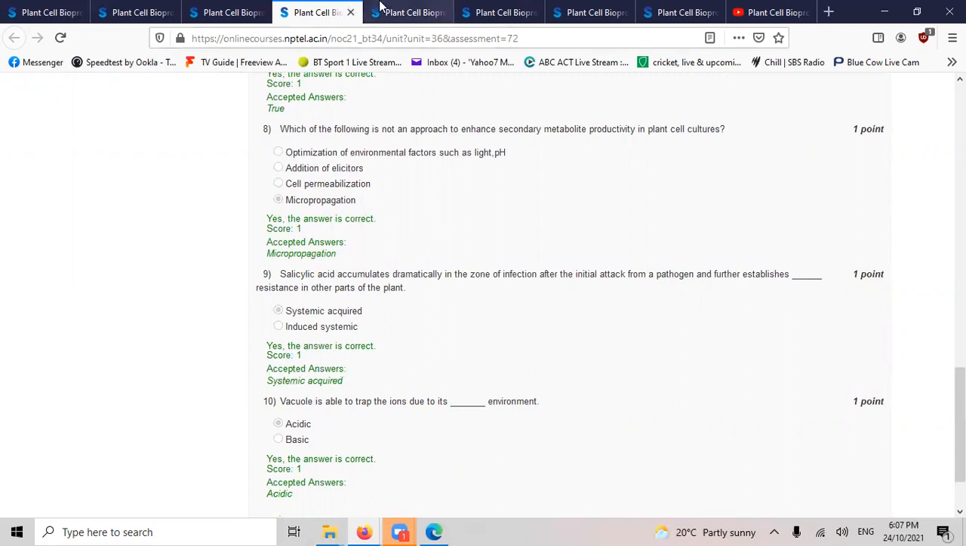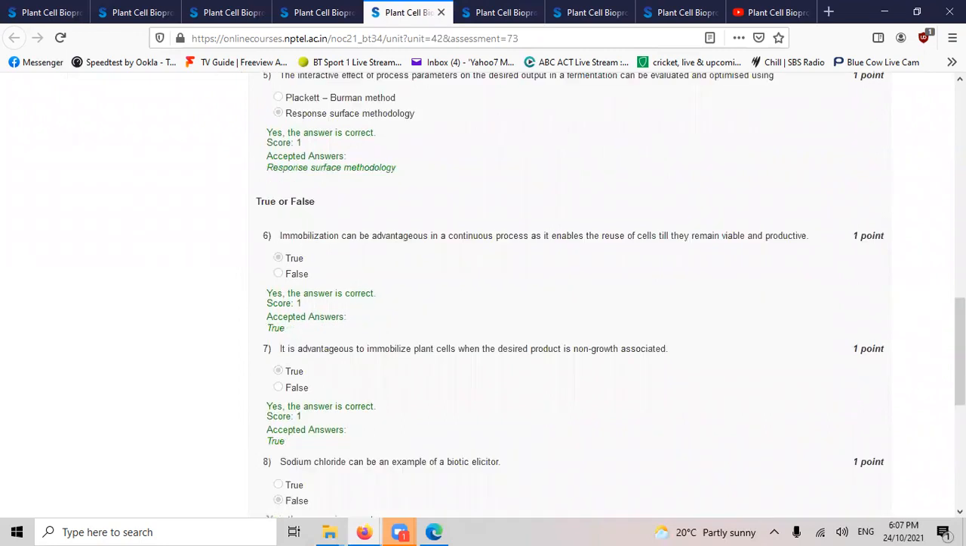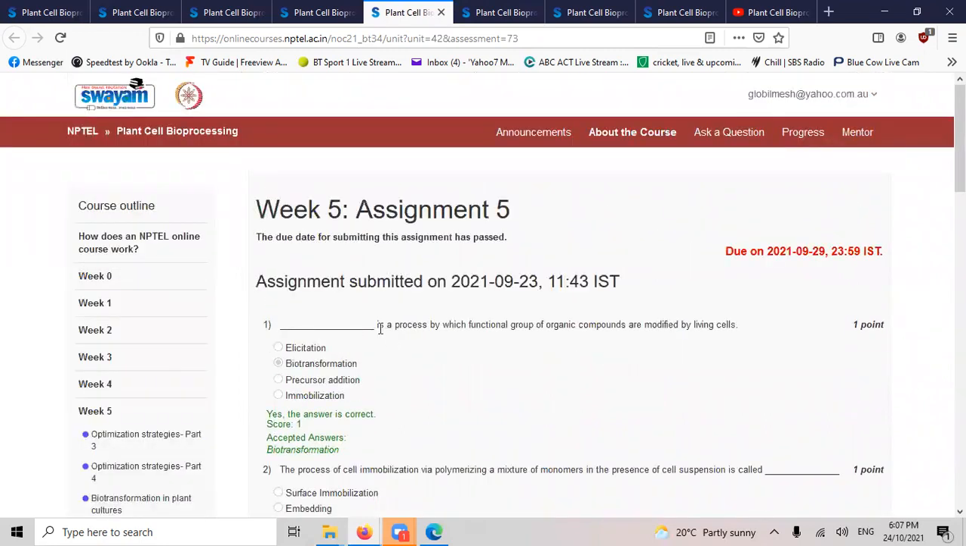Okay, week 4. Week 5. Something is a process by which functional groups of organic compounds are modified by living cells: biotransformation. The process of cell immobilization by polymerization in a mixture of monomers in the presence of cell suspension is called entrapment.